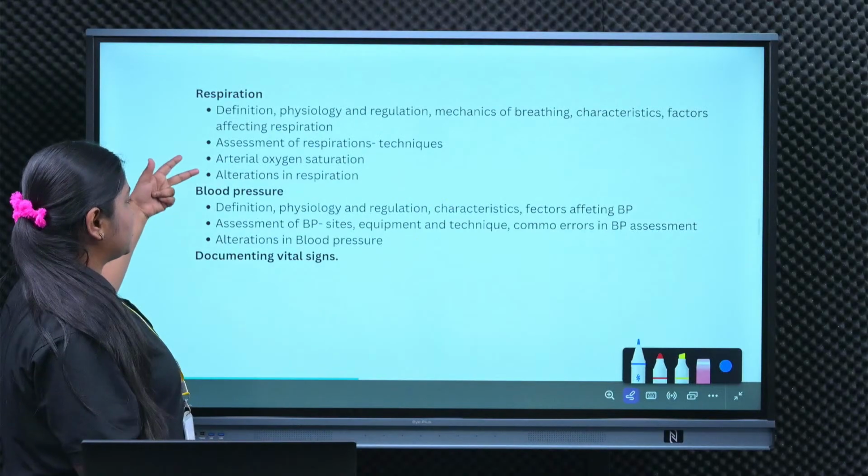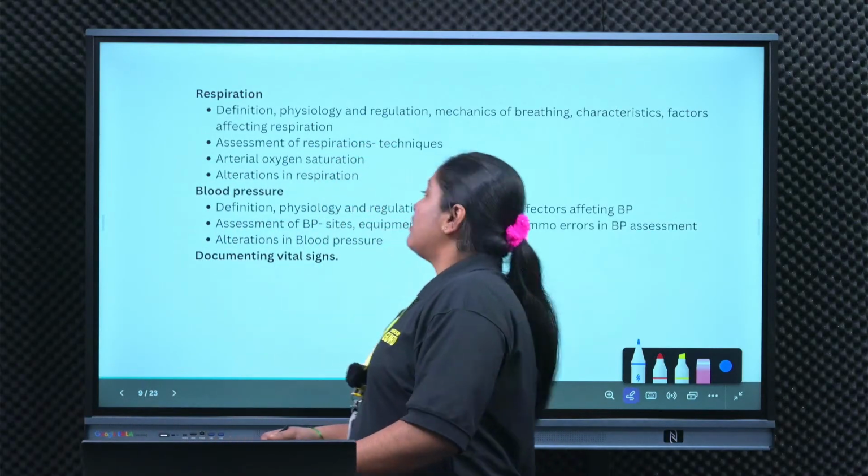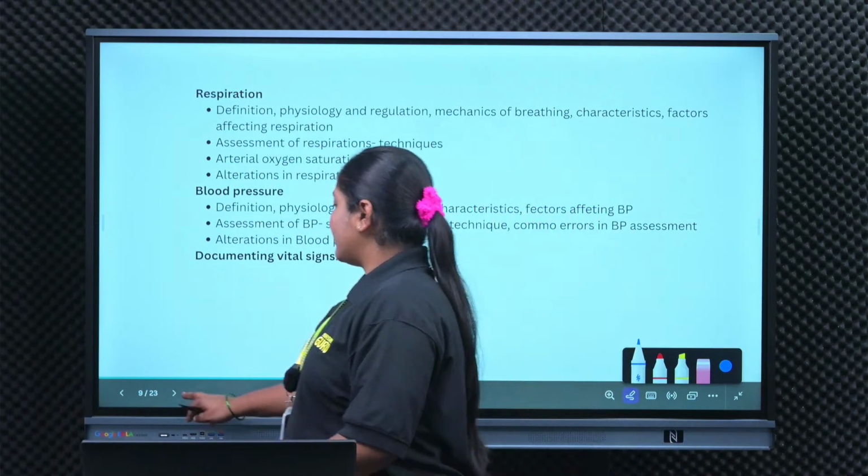So the respiration, blood pressure and how to document the vital signs we are going to study in this particular unit. Okay, so now we can see one by one.